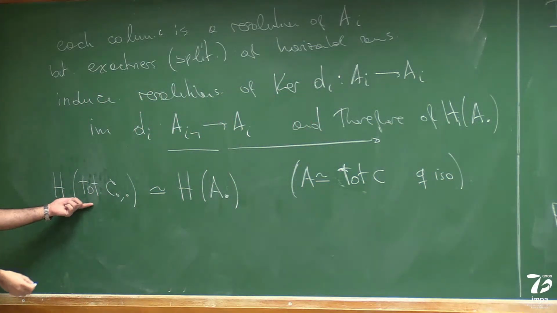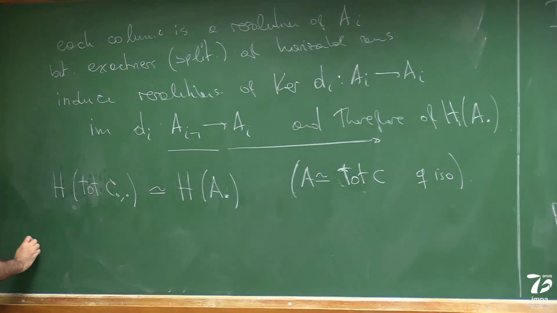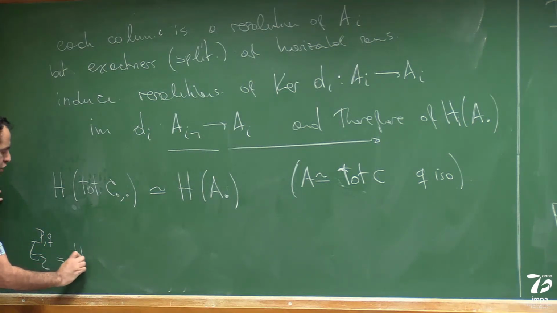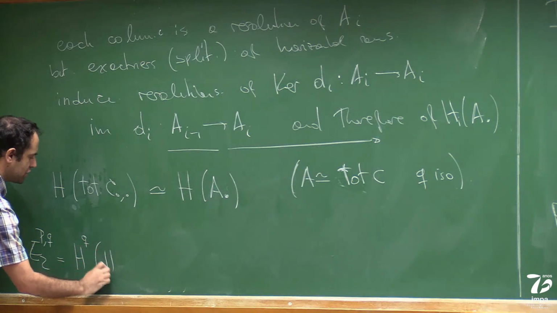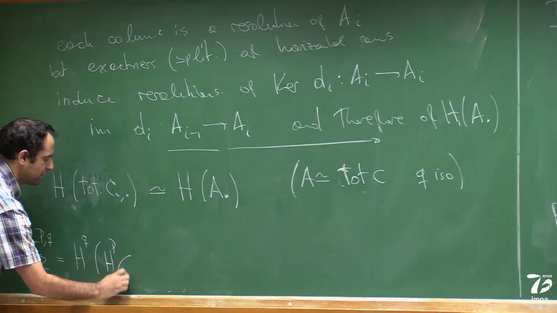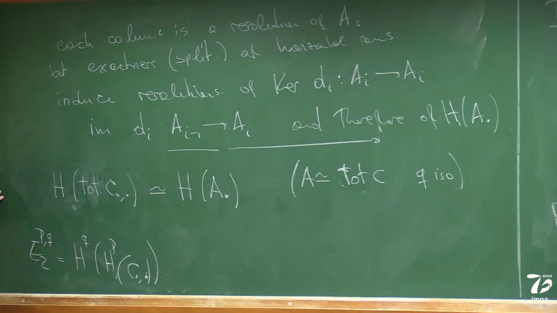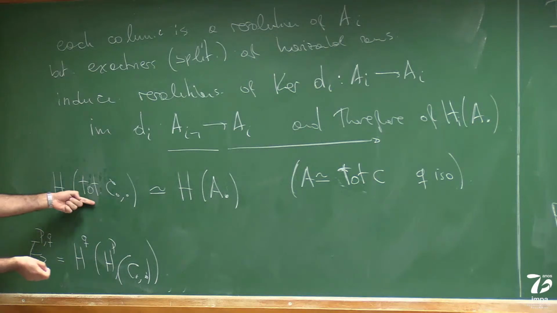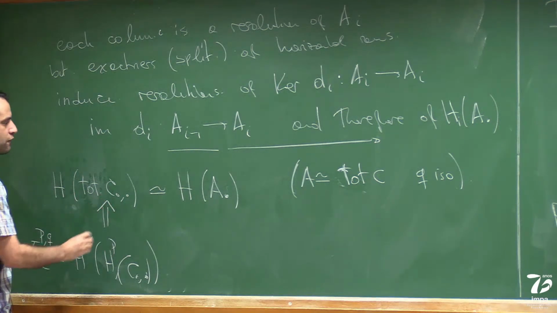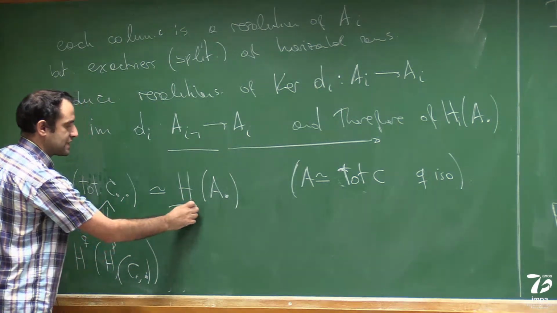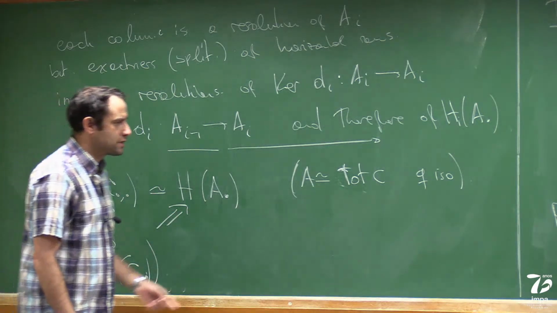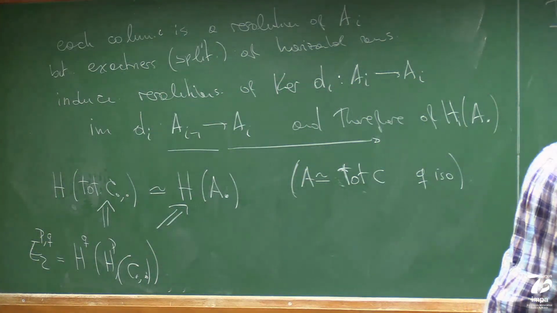Second, we have a total complex of a double complex, so we have a spectral sequence whose E2 term, PQ, is HQ of HP of this double complex. And it converges to that. Therefore, it converges to this, which is what I'm interested in. Okay, so I'm trying to prove this.